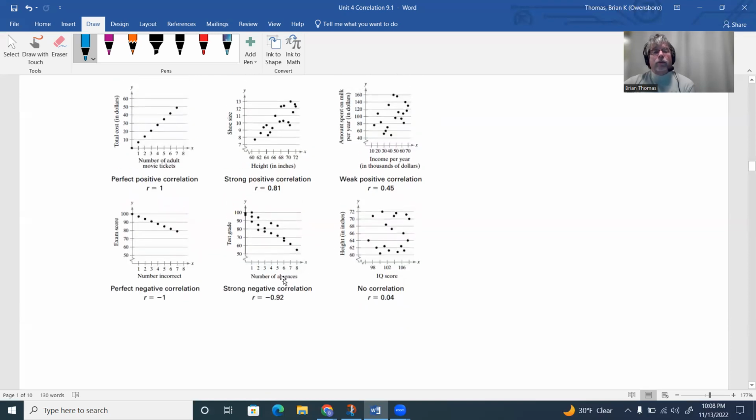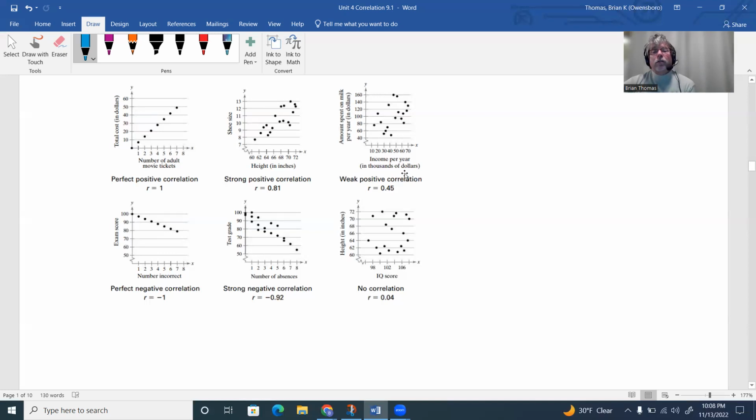But here it says the number of absences and your test grade. As your absences increase, your test grade seems to decrease. And I know, with my experience with my class, if students aren't present, their test scores usually do go down. Here's the number incorrect and the exam score. So as the number of questions you miss increases, your test score decreases. That would be pretty strong. That's pretty powerful there. That's a perfect negative relationship.